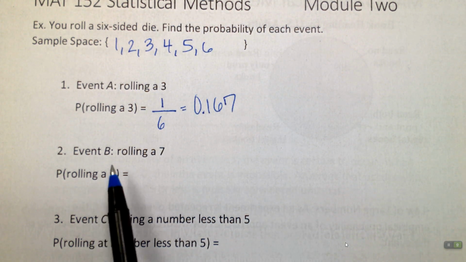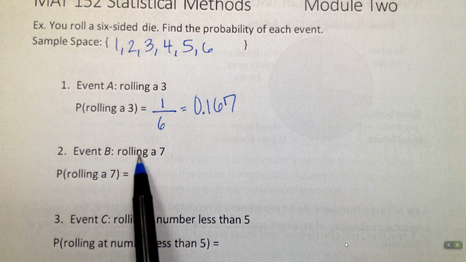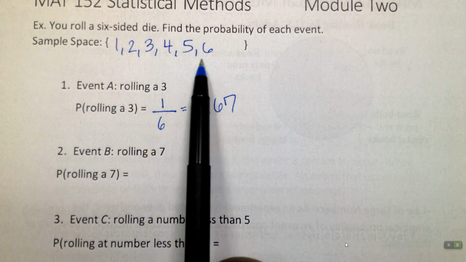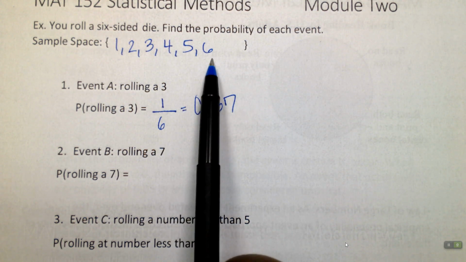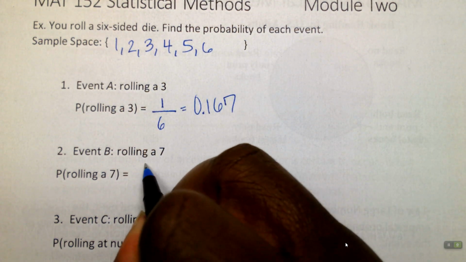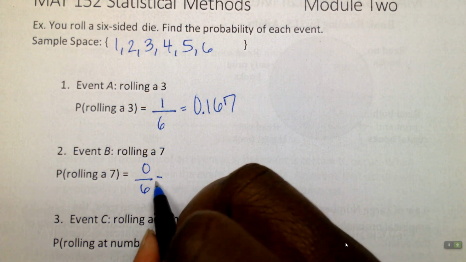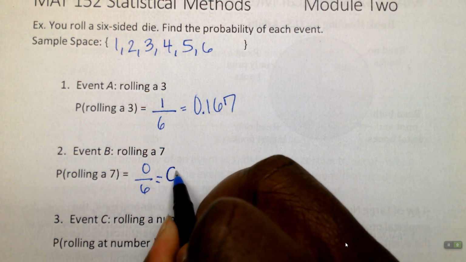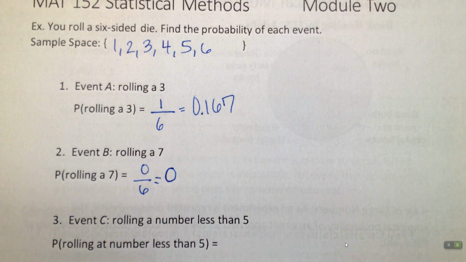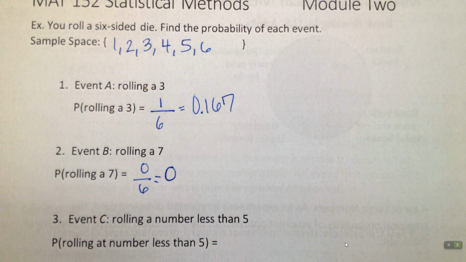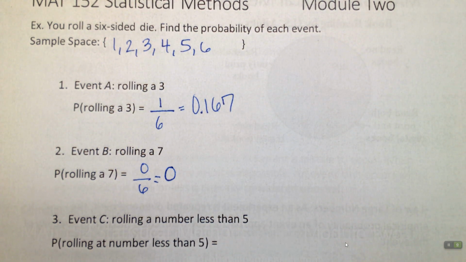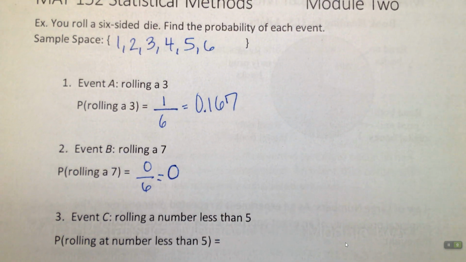Okay. Event B is rolling a 7. So let me look at all my possibilities. How can I roll a 7? I can't. So there is such a thing as not likely to happen or will not happen. It's not possible. So you can have a probability of 0. So don't count it out.